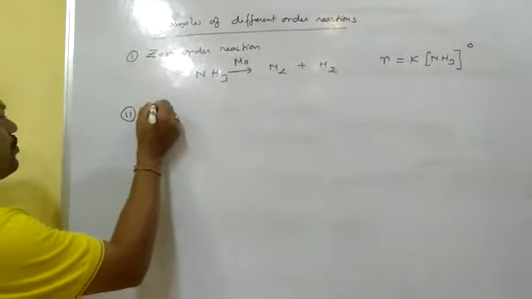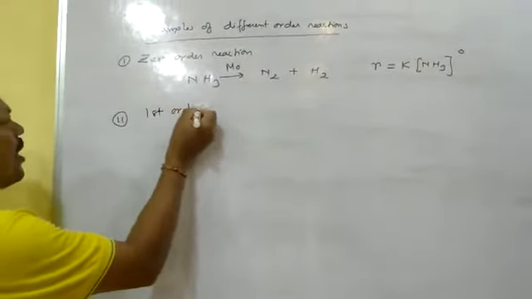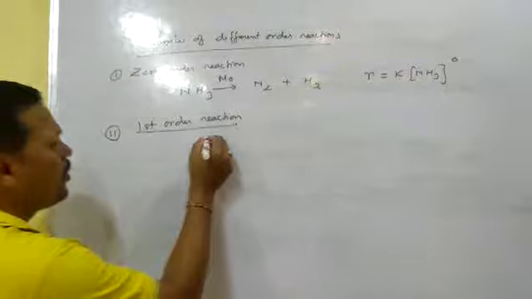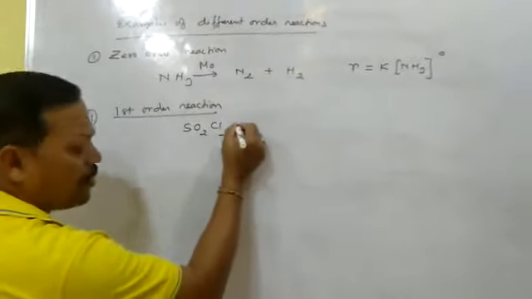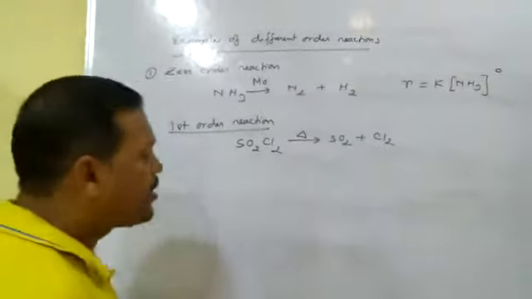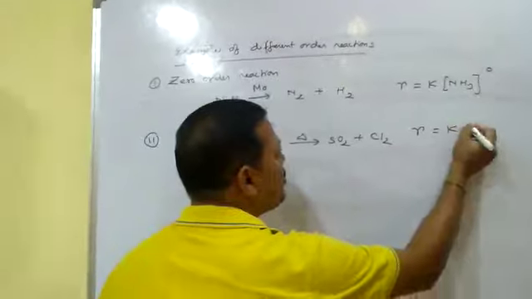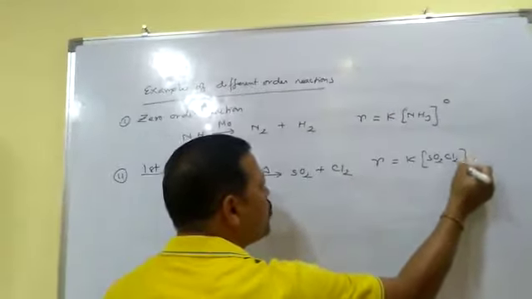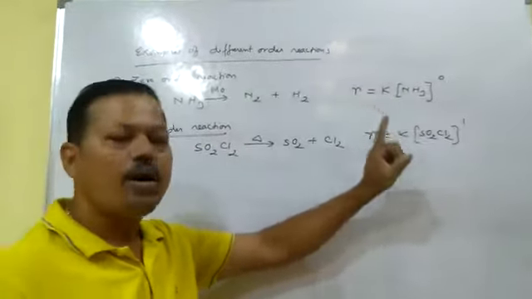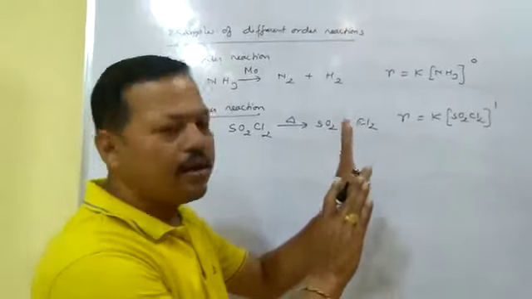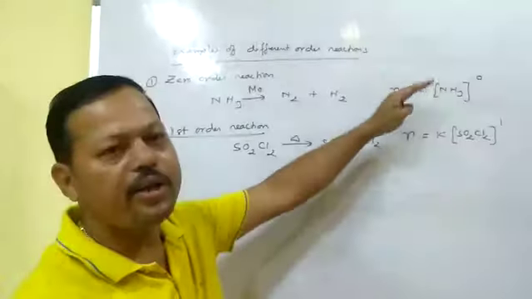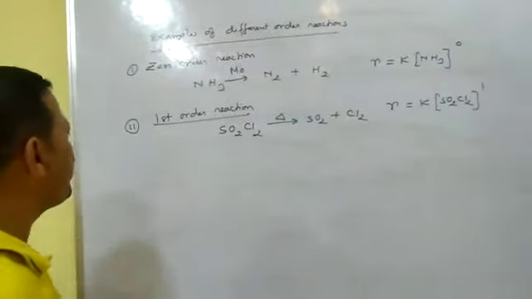Now number 2, first order reaction. I will give you one example of first order reaction. Suppose SO2Cl2, thionyl chloride, when you heat it, it gives SO2 plus Cl2. In this reaction, the rate is found to be R is equal to K of SO2Cl2 to the power 1. So here power is 1. That's why this is one example of first order reaction. These are given experimentally. These are not theoretical. What should be the power? You can find out experimentally. Theoretically it's not possible to find out.